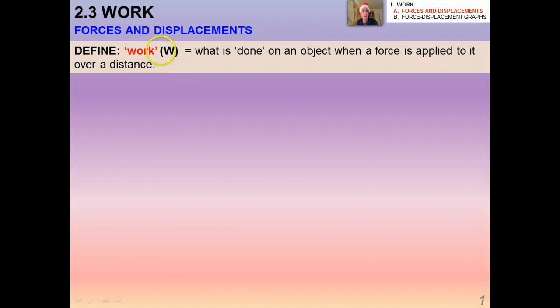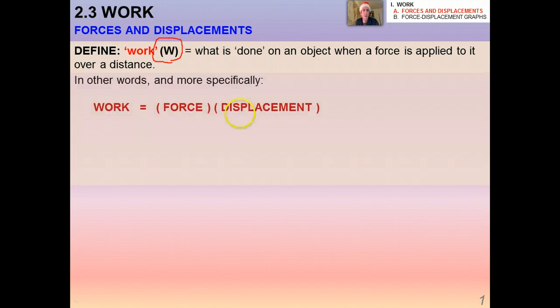So first thing I want to do is talk about forces and displacements and just go ahead and define what work is. Work in the physics sense is what is done on an object when a force is applied to it over a distance. Now, it sounds like kind of a weird esoteric kind of definition. It will make sense as we go through the video very shortly what exactly I mean by that. The symbol for work, the variable for work, is a big W. Very, very important. Okay?